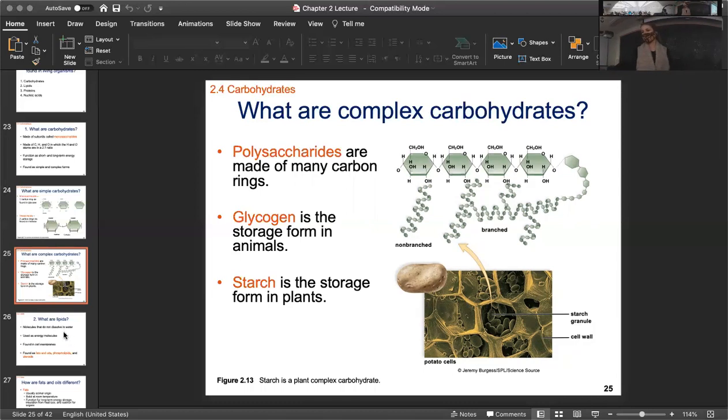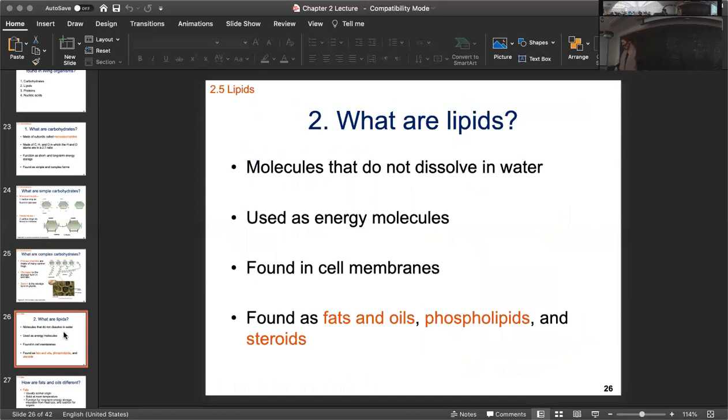All right, we're doing okay. We're going to move on to lipids. Does anybody have any questions about carbohydrates before I move on to lipids?